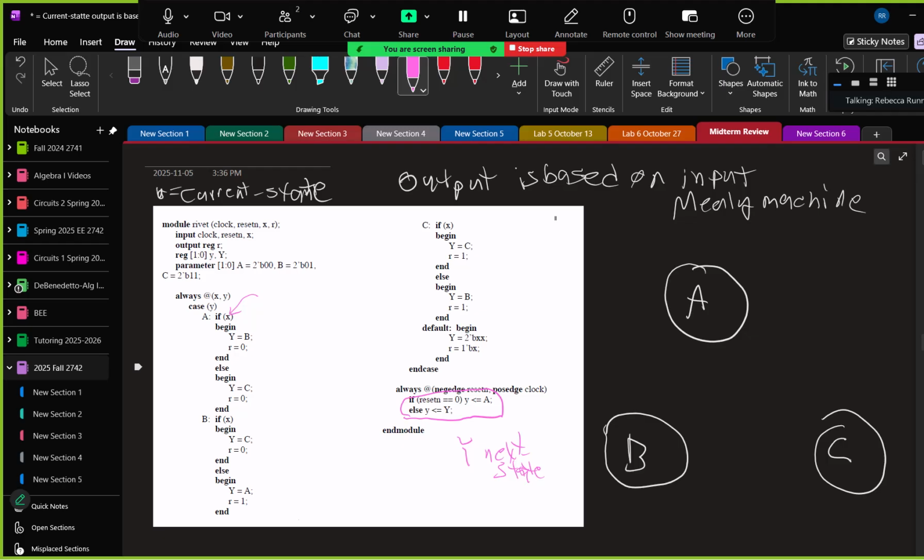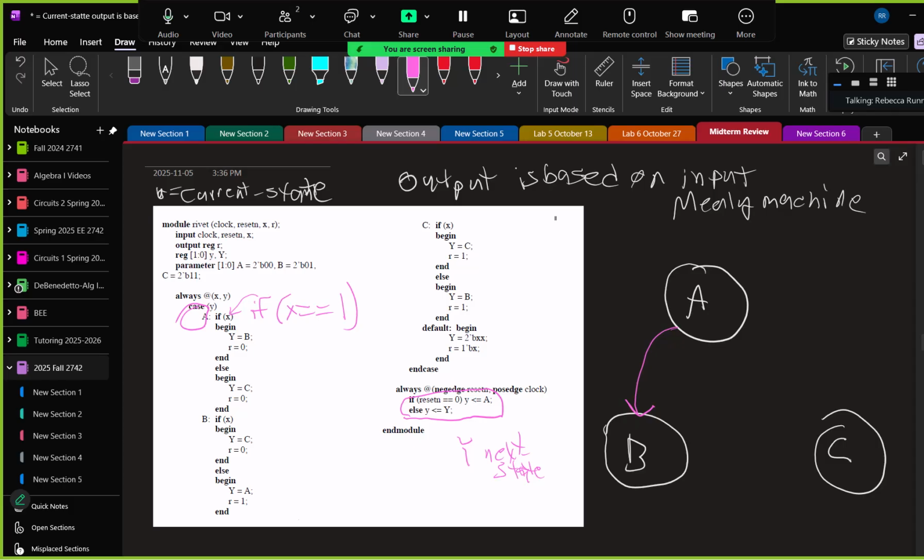If x is 1 or 0, true or false. And if x right there, that's short for if x equals 1. So if I just have if x, that's short for if x equals 1. So if x equals 1 and I'm in state A, then this tells me my next state is going to be B, and my output, which is R, is going to be 0.